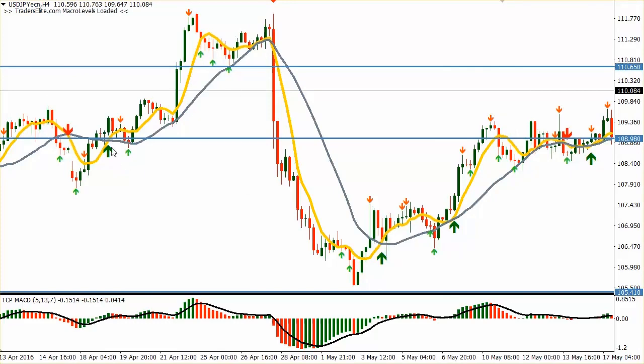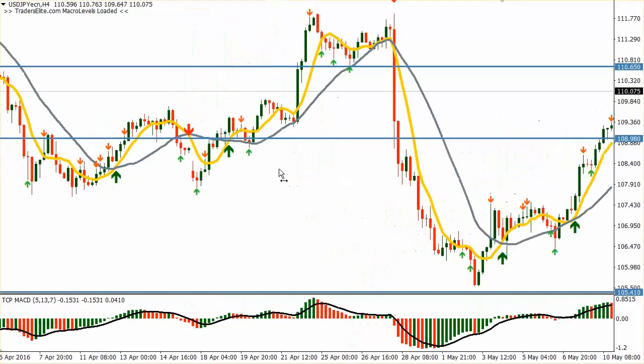Oh, well, here's a nice one. We've got a trend catcher trade again to the upside, and it's sitting right above the macro level. So once again, if you missed that, you could take a macro level trade. If you missed that, you could take a price flip trade.